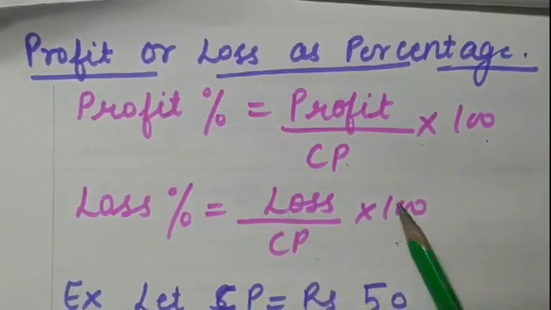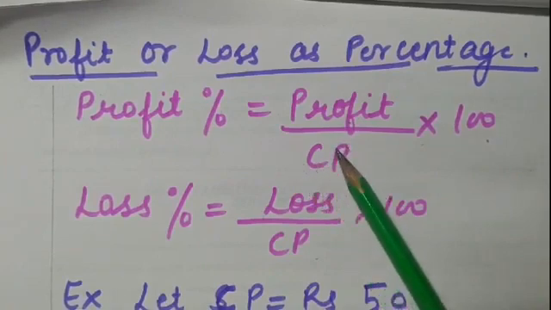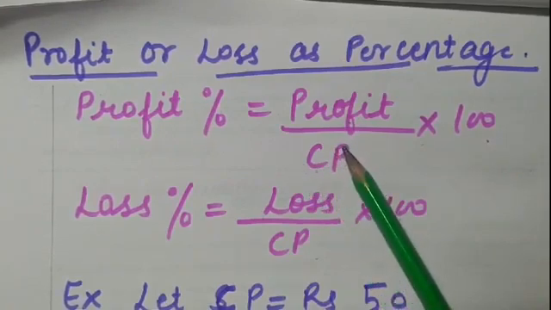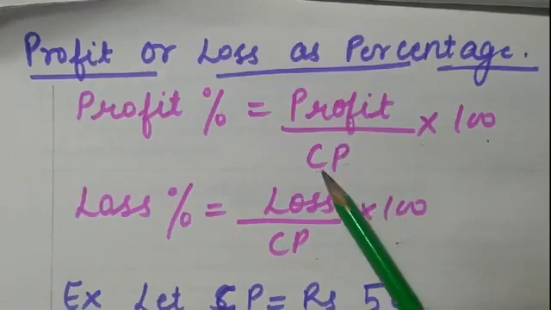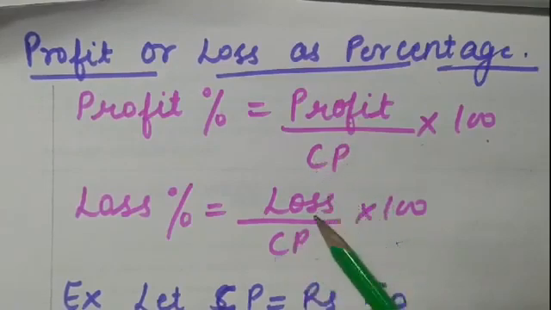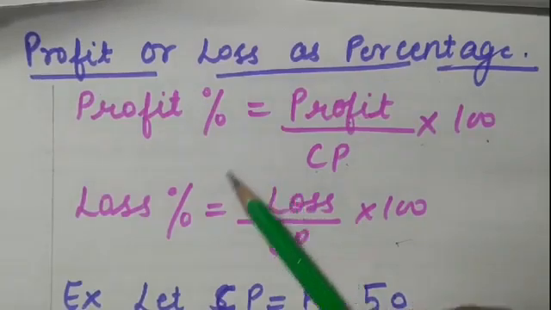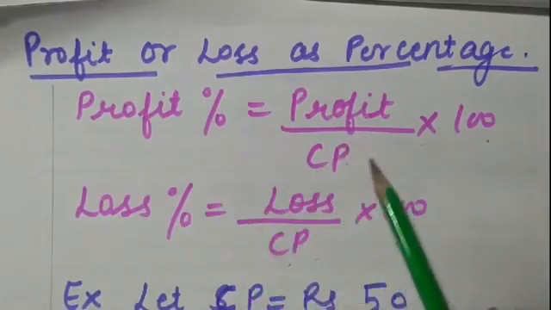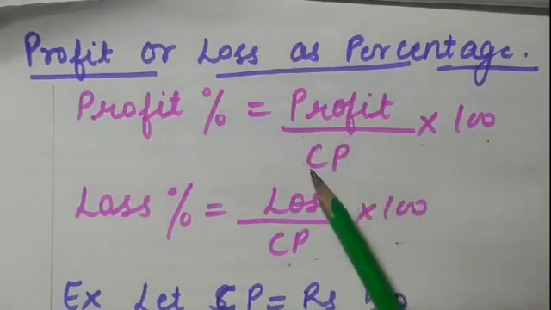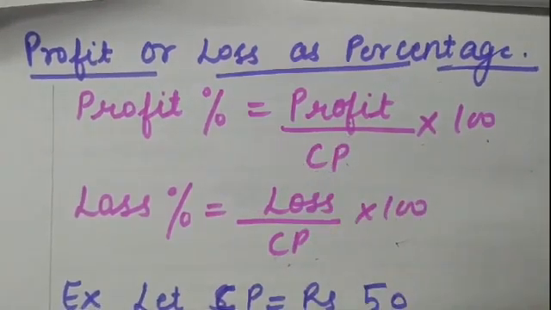The important thing is that you have to find loss percent and profit percent on cost price always. So this is the important point, that whenever you have to find profit and loss percent, it is always calculated on cost price. So this is how you can calculate profit or loss as percentage.